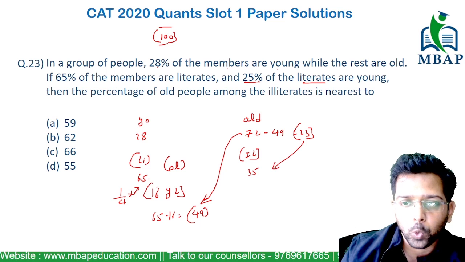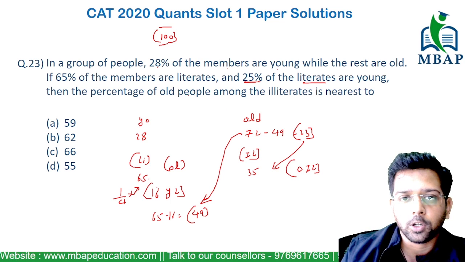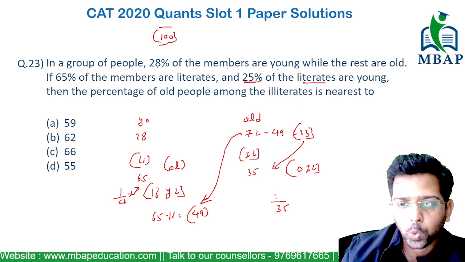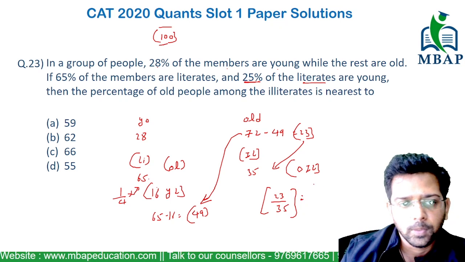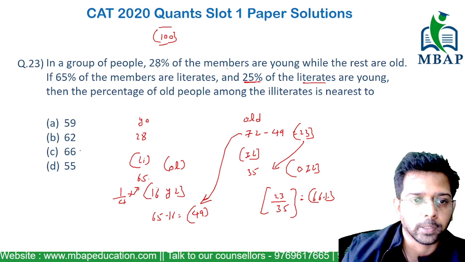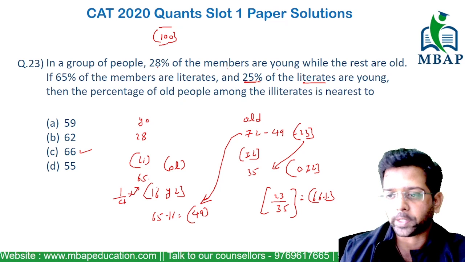will certainly be old illiterate. So percentage of old people in the illiterate will be how much? Out of 35, 23 of them are old illiterate. So the nearest value will become 23 upon 35, which will be closest to 66%. And that's our answer. Answer should be option number C, which is 66% for this question.